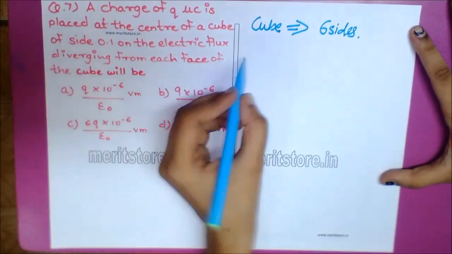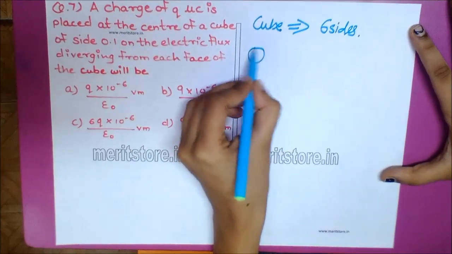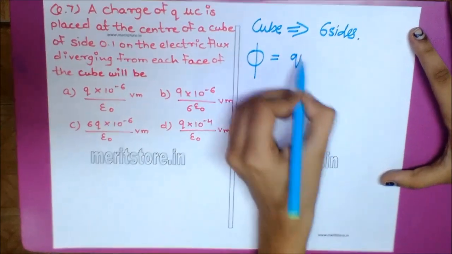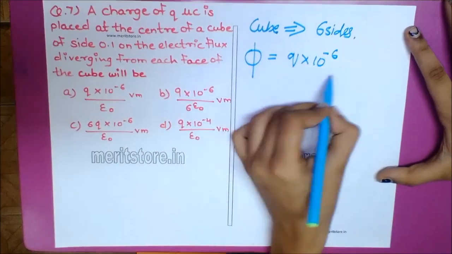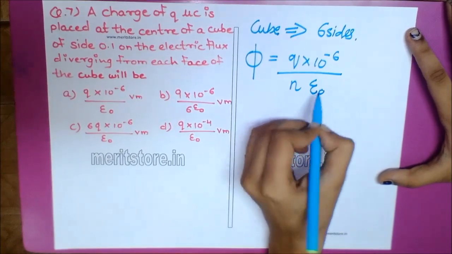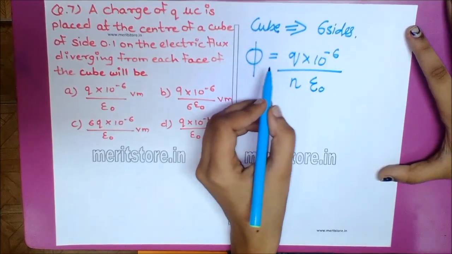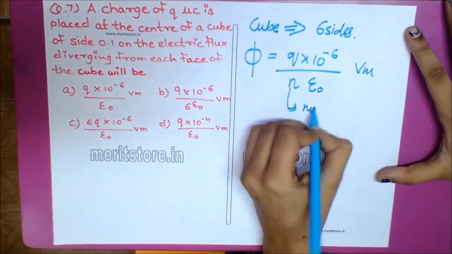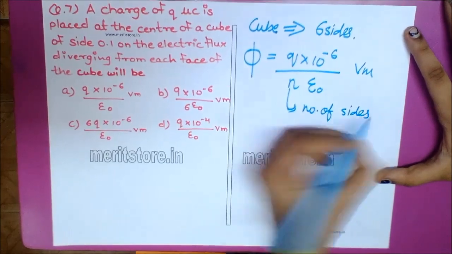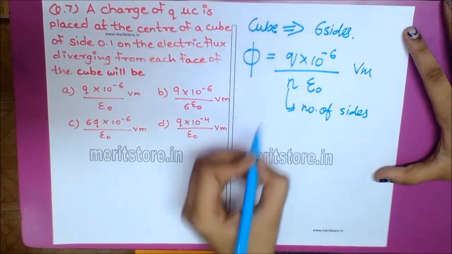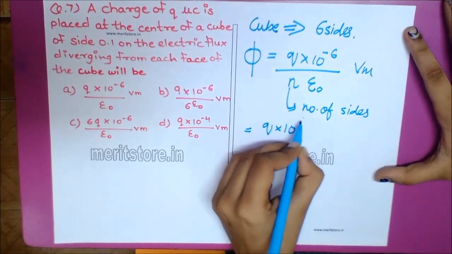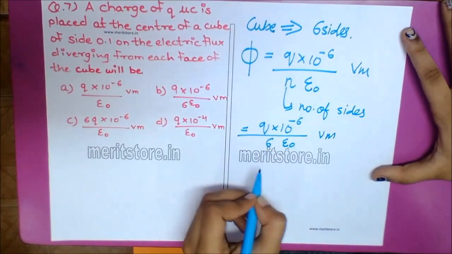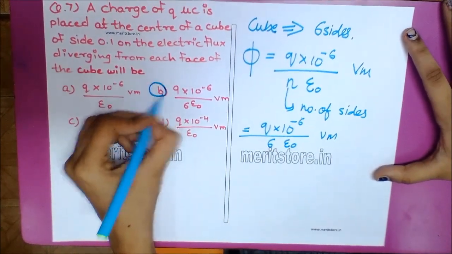And we are supposed to find out the flux or the charge. Electric flux is Q, that is charge into 10 raised to minus 6 upon N epsilon naught. This is the formula for electric flux, voltmeter. This N stands for number of sides. Over here we have been given a cube. Cube has 6 sides, so it will be Q into 10 raised to minus 6 upon 6 epsilon naught voltmeter. This matches with our option B. Option B is the correct option.